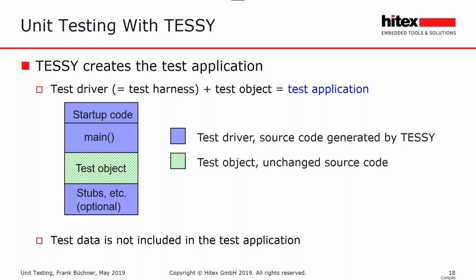It has its own main, so the test application is a standalone application. If you intend to run the test application on a certain microcontroller, the startup code for this microcontroller needs to be added to the test application. And if the test object calls other functions and you want them to be replaced by stub functions, the stub function code and such things are also automatically generated by Tessie.